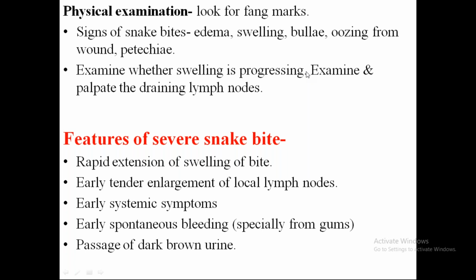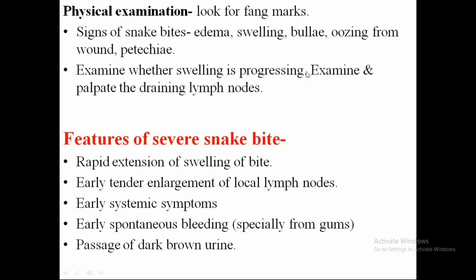There is enlargement of lymph nodes, early tender enlargement of local lymph nodes. There are early systemic symptoms. There is early spontaneous bleeding, especially from the gums, and then the passage of dark brown urine, because of the renal failure.